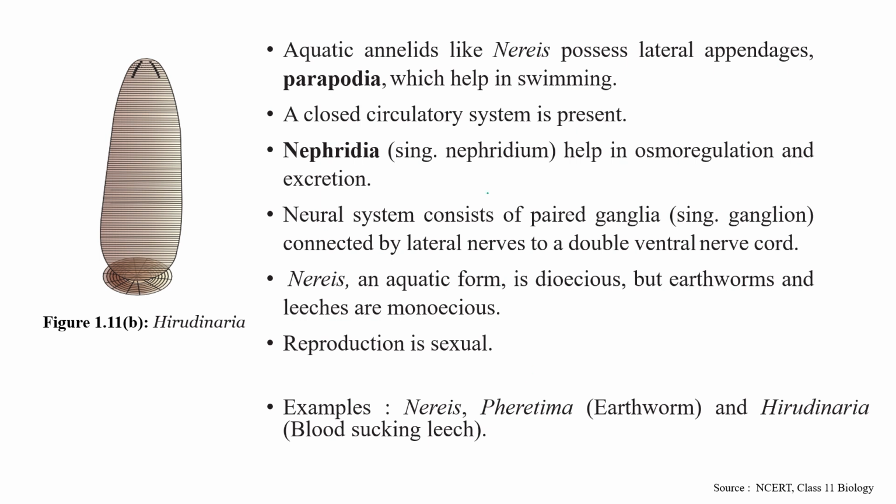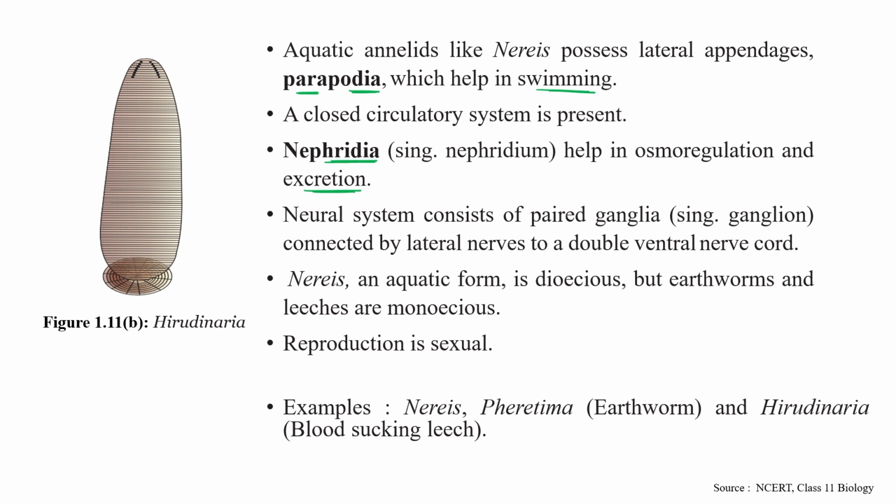Their aquatic members like Nereis possess lateral appendages like parapodia, which help in swimming. They also have a closed circulatory system, and they have nephridia for excretion. So they have nephridia, they have parapodia, and their body is segmented. So many segments are there, right?